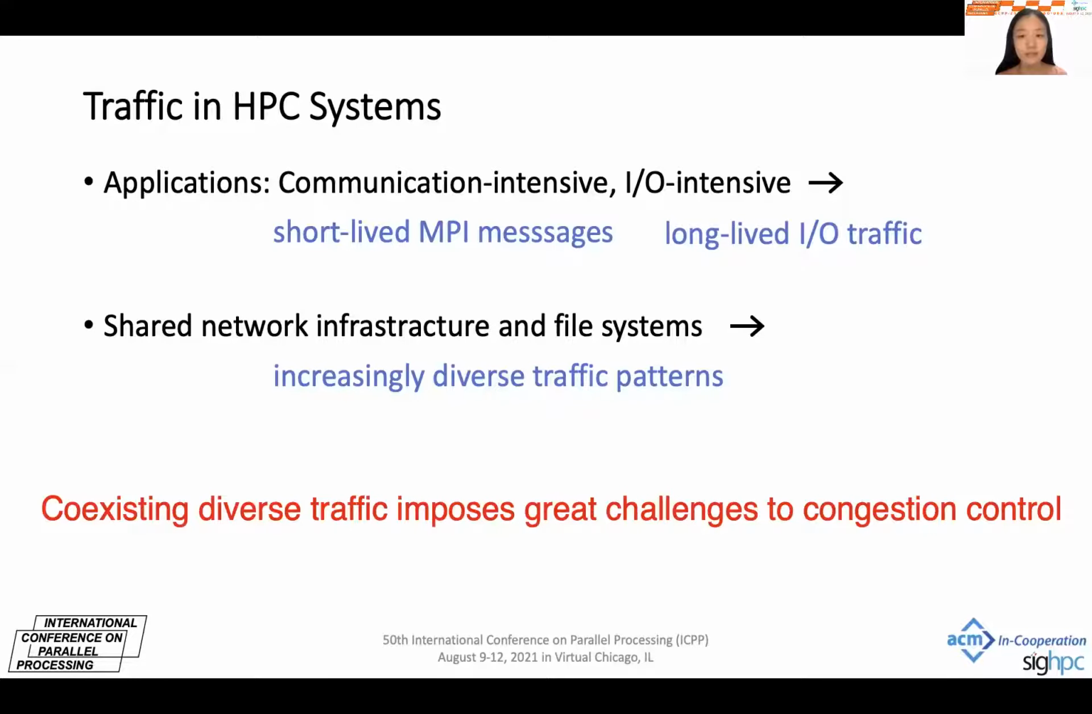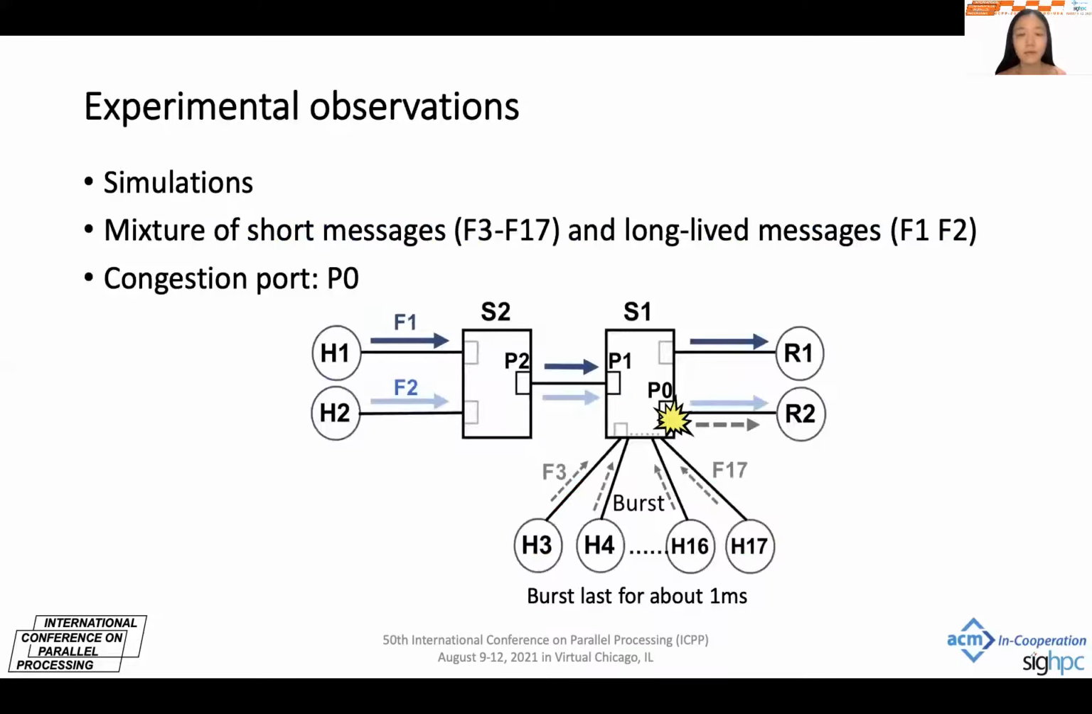So the coexisting diverse traffic imposes great challenges to congestion control for InfiniBand. In this paper, we conduct fine-grained experiments to re-examine IBCC under a typical scenario. The traffic is a mixture of large and small messages. Concretely, H1 and H2 will send large messages forming long-lived flows F1 and F2, sending to R1 and R2 respectively. Assume that at time 0, F1 and F2 converge to their fair share rates.